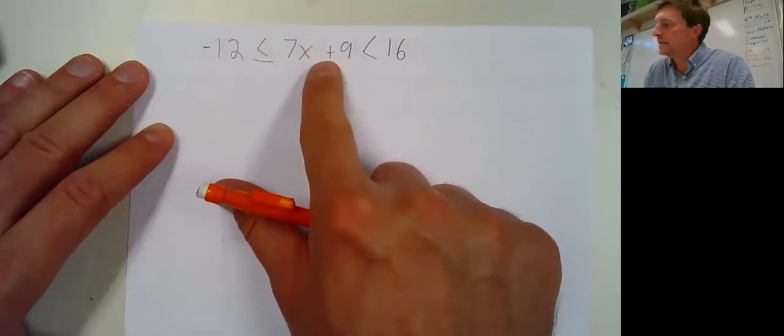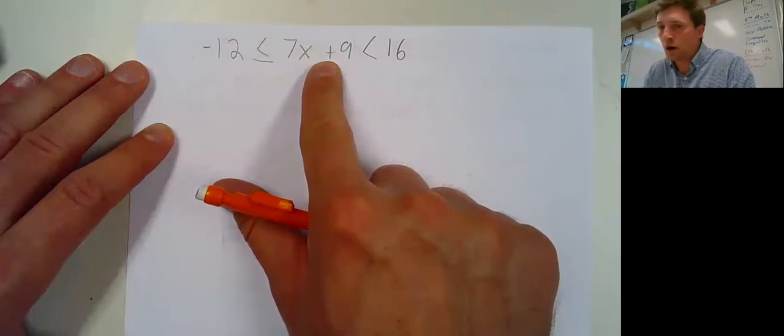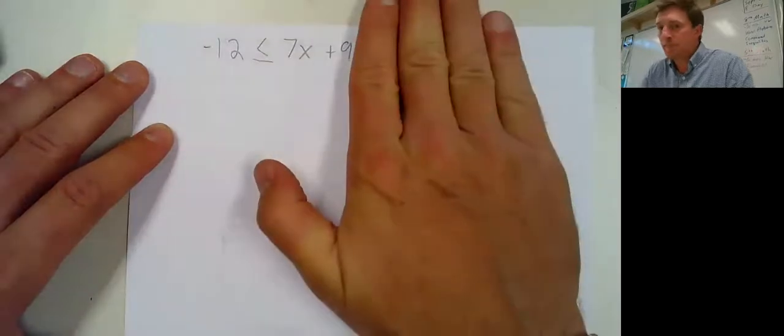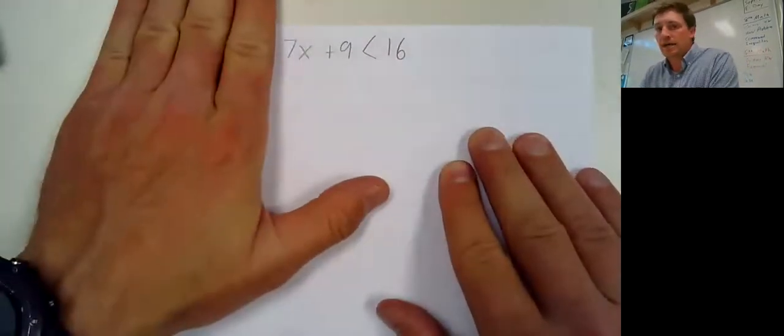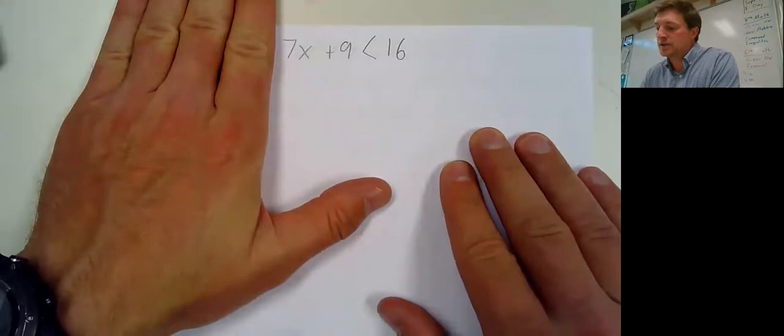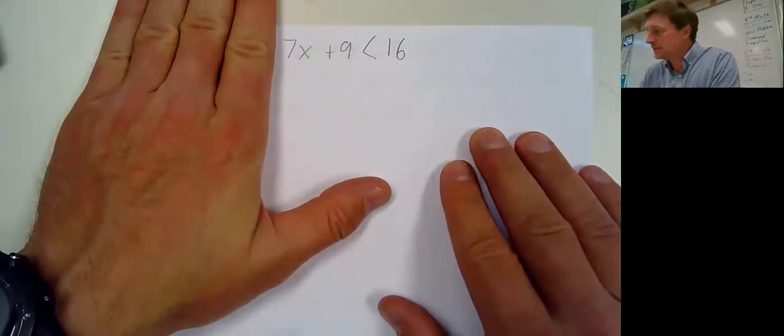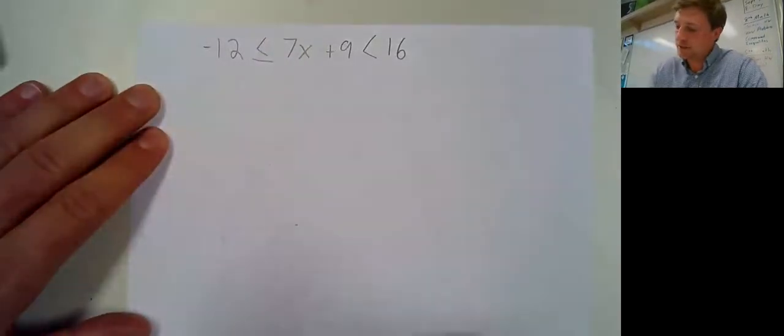And we're going to do that in the same way that we did the OR. We're going to break it up into two sections. So we're basically going to break it up into one section here, -12 is less than or equal to 7x plus 9. And we're going to break it up into this section too, 7x plus 9 is less than 16. So let's do that.